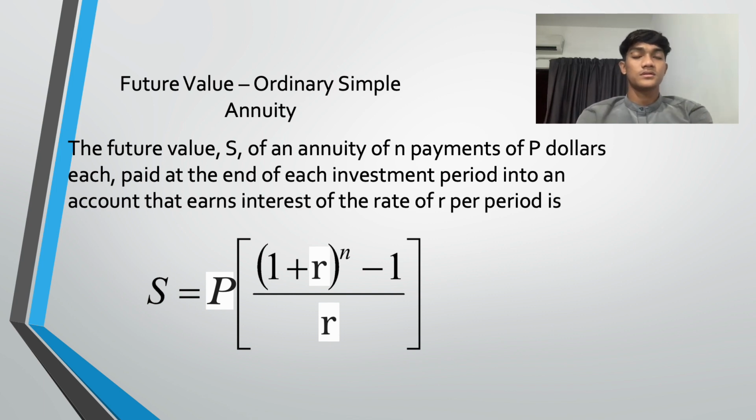Now let's look at the formula for the future value of an ordinary annuity. S is the future value of an annuity stream. R is the dollar amount of each annuity payment. I is the interest rate, and N is the number of periods in which payments will be made.